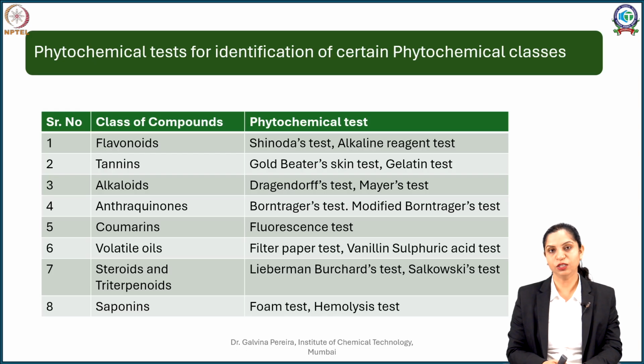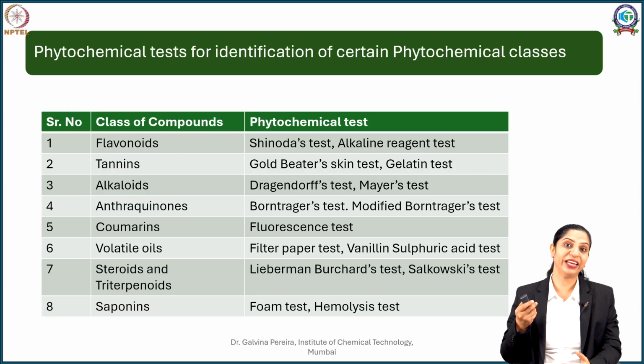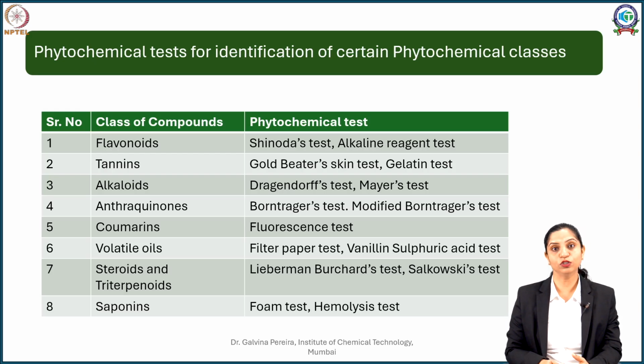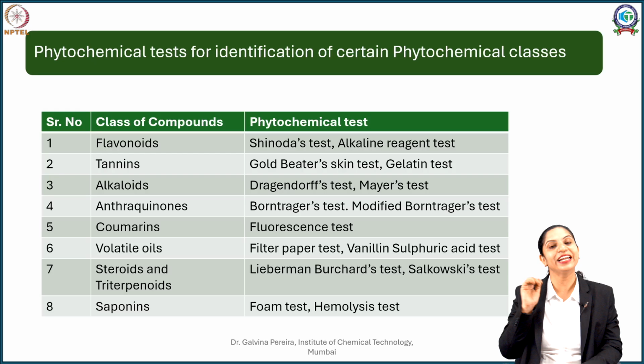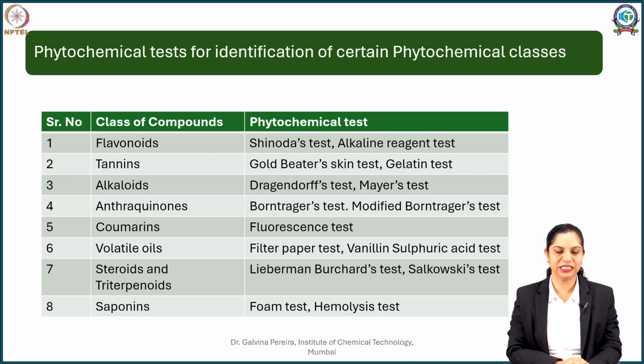This was true, that is, Bontrager's test is true for O-glycosides. But when you want free anthraquinones from C-glycosides, you use a little harsher reagent, and that harsh reagent was ferric chloride. You take ferric chloride and hydrochloric acid to hydrolyze the C-glycoside, then partition in chloroform, and then make it alkaline either with caustic alkalis or with ammonia. That test was your modified Bontrager's test.